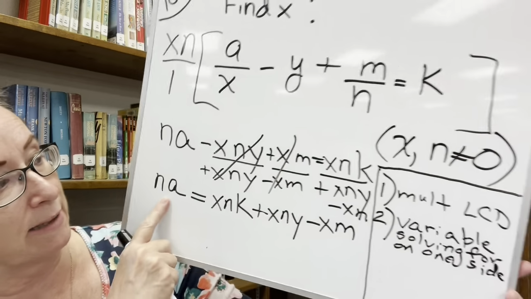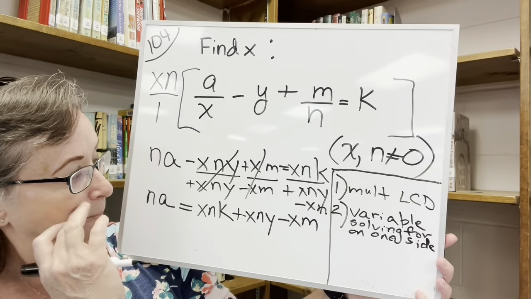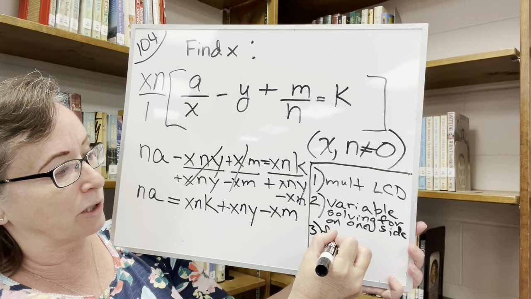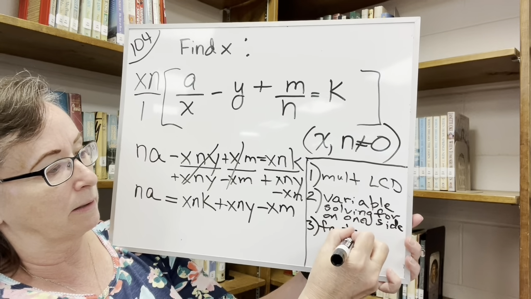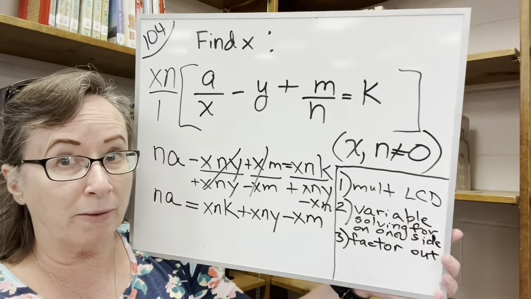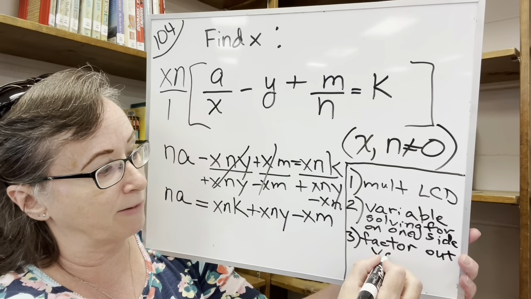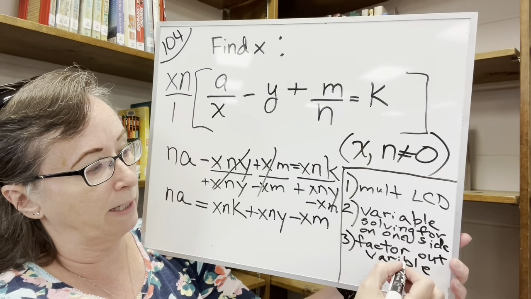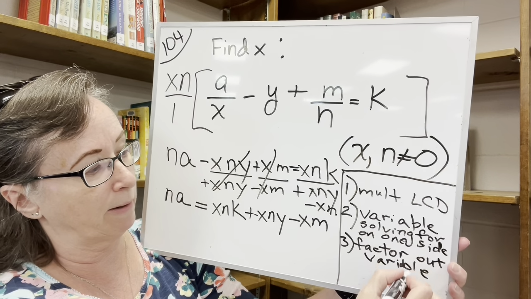That was the only one that did not have an x in it. So now we're going to, step 3, factor out the variable that I'm solving for. So I'm just going to say variable because I'm running out of room. Variable. There's an A right there.